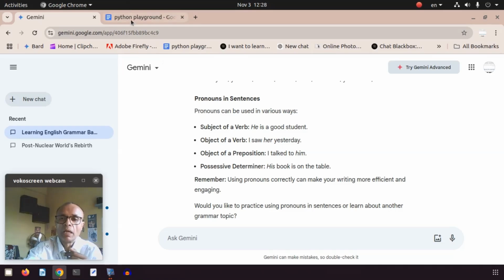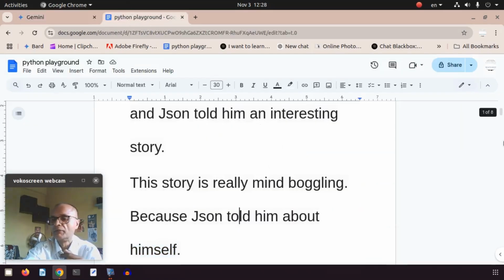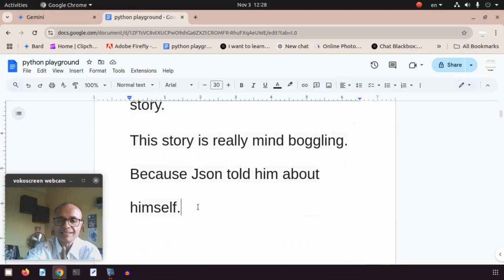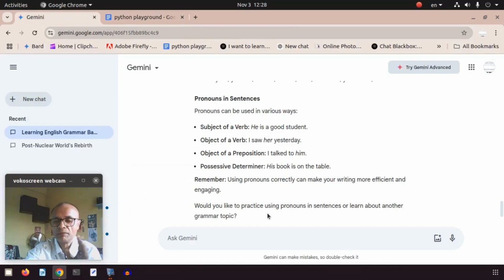I have used everything here. So I will also give this example in my description so that you can read over there. Remember one thing, that using pronouns correctly can make your writing more efficient and engaging, more interesting, above all interesting.